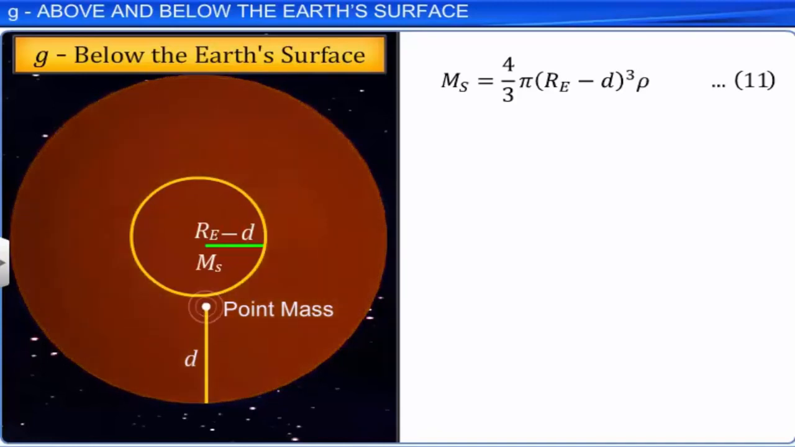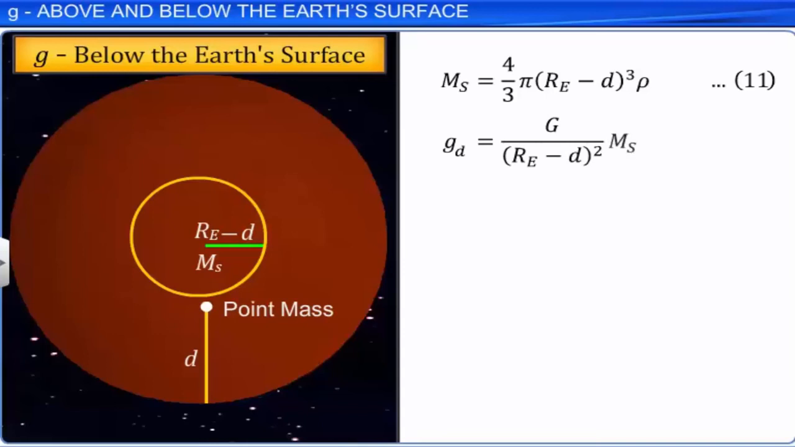However, there exists a gravitational force between the point mass and the part of the Earth of mass ms, as the point mass lies outside it. Thus, acceleration due to gravity on the surface of the sphere of radius Re minus d can be written as equation 12. Gd is equal to G divided by square of Re minus d multiplied with ms. This gives acceleration due to gravity at depth d, indicated by equation 13.